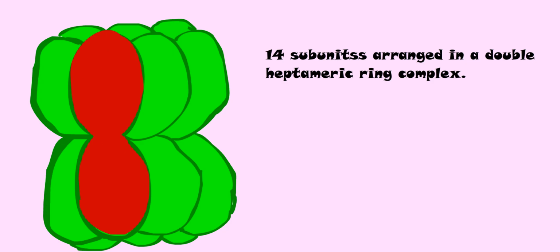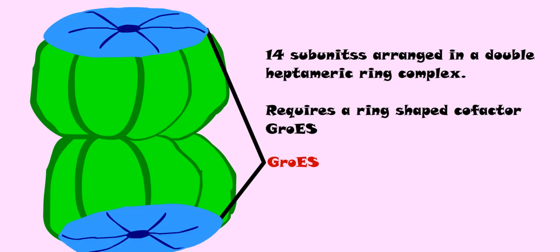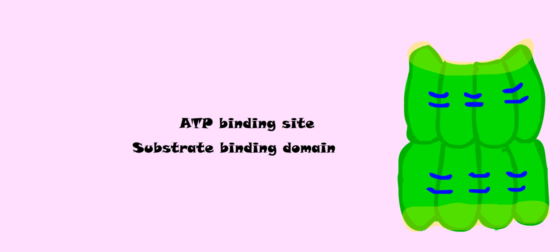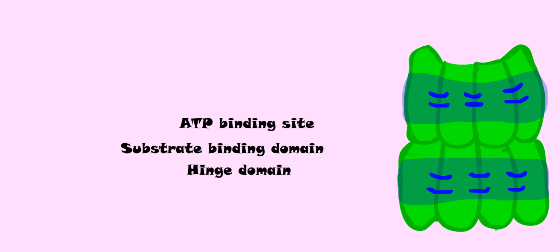It consists of 14 subunits arranged in a double heptameric ring complex and requires a ring-shaped cofactor, GroES, for its function. Each heptamer encloses a central cavity that forms the folding chamber for the polypeptide substrate. The constituent subunits of the heptamer contain three domains: the equatorial domain harboring the ATP binding site, a substrate binding apical domain, and a middle hinge domain that enables communication between the equatorial and apical domains.